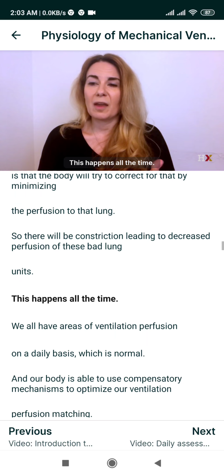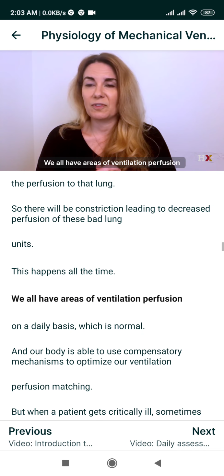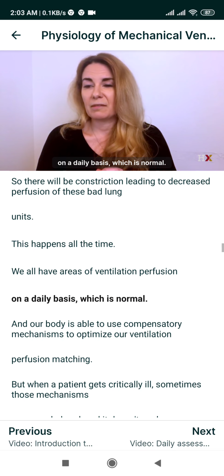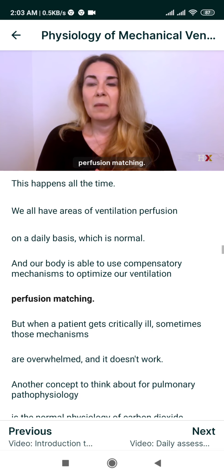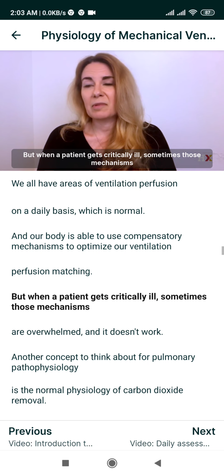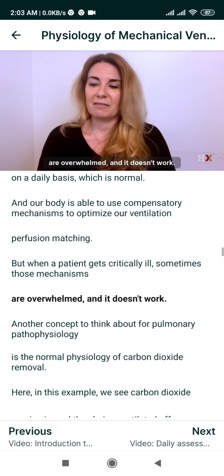This happens all the time. We all have areas of ventilation-perfusion mismatch on a daily basis, which is normal, and our body is able to use compensatory mechanisms to optimize our ventilation-perfusion matching. But when a patient gets critically ill, sometimes those mechanisms are overwhelmed and it doesn't work.